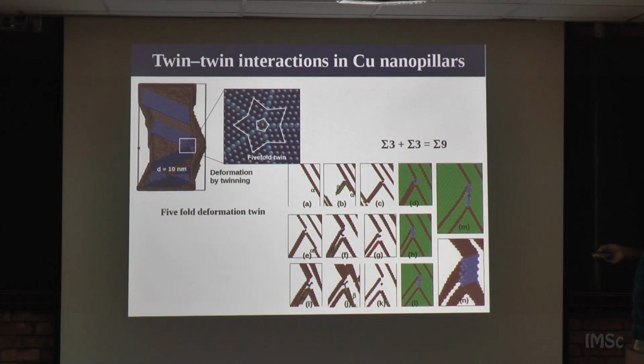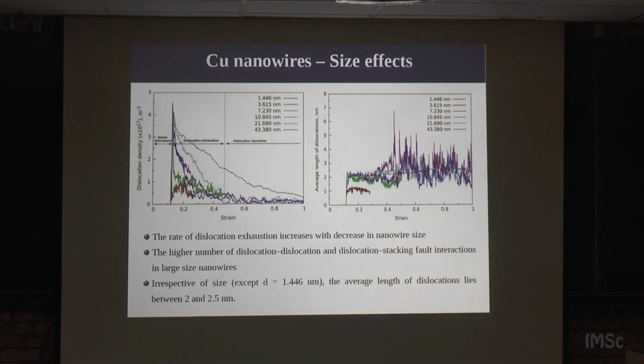Basically, initially you have 2 twin boundaries, let us say here and here, and the interaction of those 2 twins leads to the formation of a grain boundary, which is of sigma 9 character. Okay. Then, how the dislocation density varies in the nanowires with respect to different sizes.